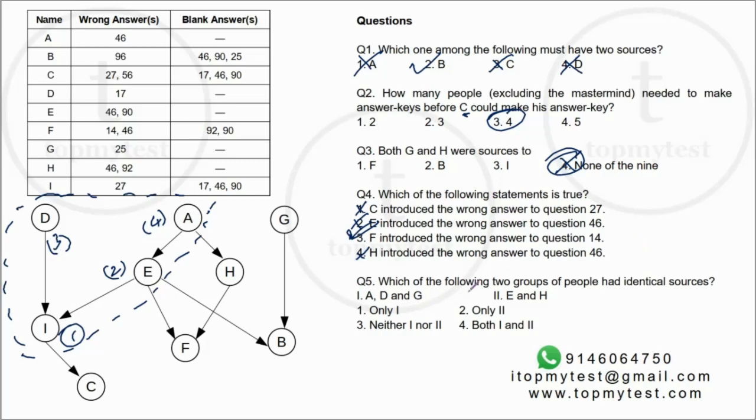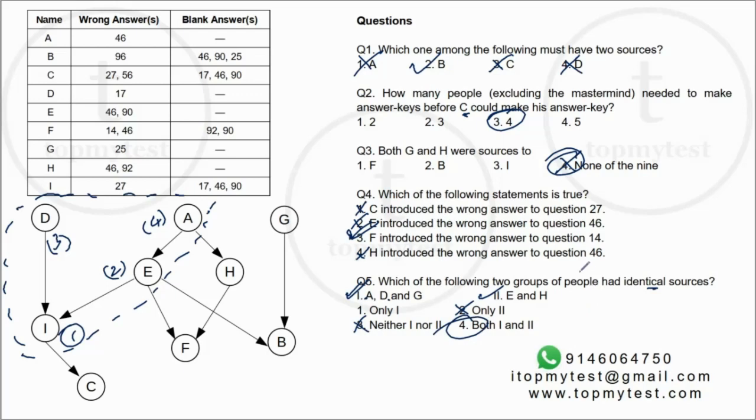And the last one. Which among the following two groups had identical sources? A, D, G. A, D, G, all 3 got it from the mastermind. So they had identical sources. So first is correct. Option 3 is out. Option 2 is out. E and H. E and H both have A as a source. That is also correct. 2 is also correct. Option 4 will be your correct choice.